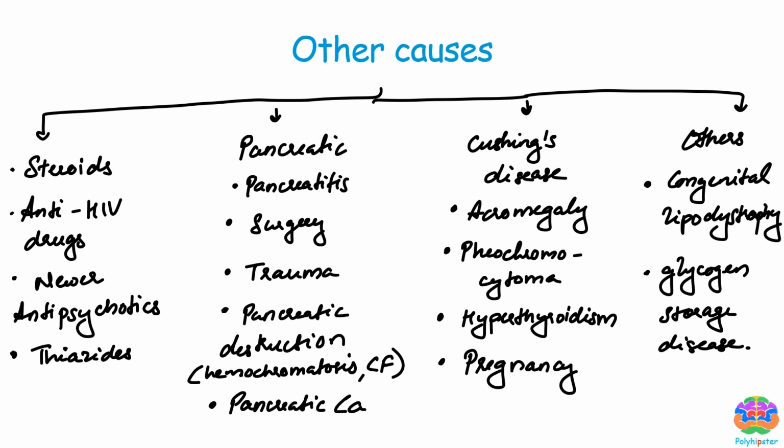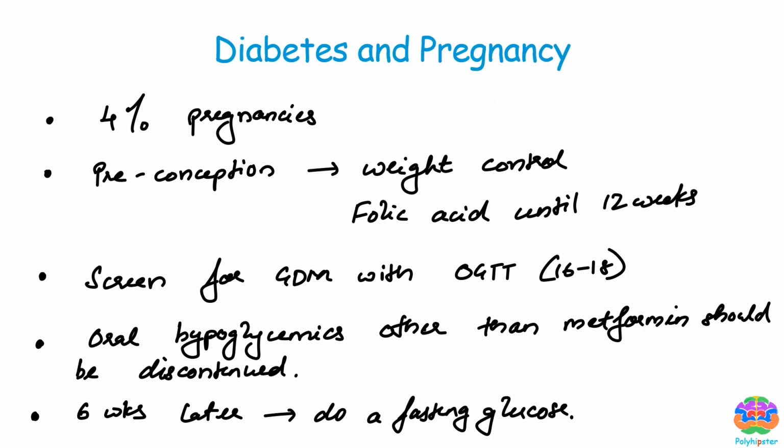Third condition would be in case of Cushing's disease, acromegaly, pheochromocytoma, hyperthyroidism, or pregnancy. That is hormone-induced diabetes mellitus. And other conditions such as congenital lipodystrophy, glycogen storage diseases, etc. Another important topic is diabetes and pregnancy, which can be explained in detail in a separate video.